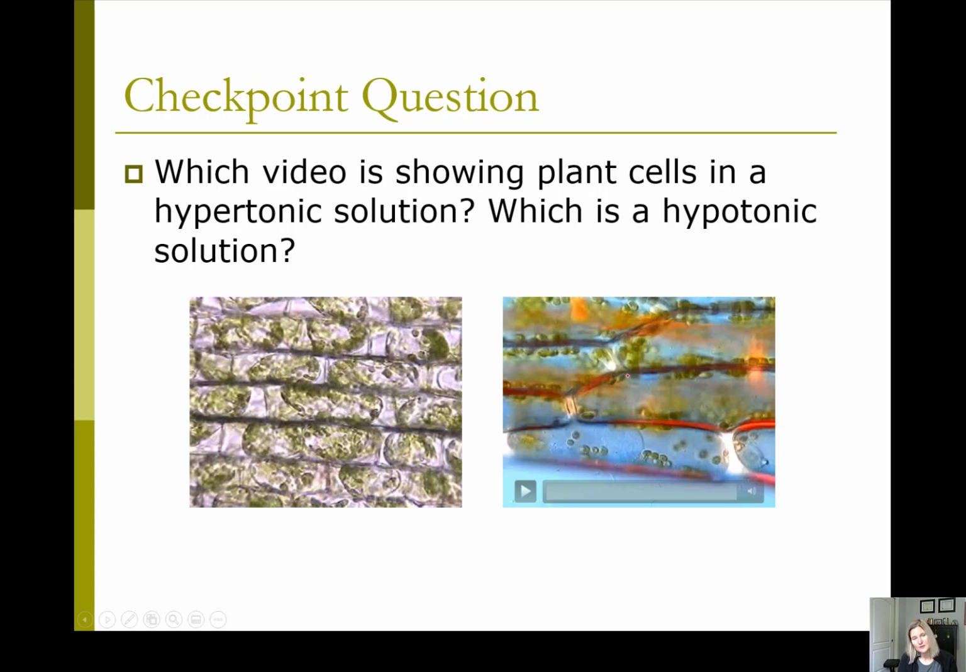So that must mean over here we have a hypotonic solution, which basically you cannot see any cell membrane. It is pushed right up against the outside of the cell or the cell wall. And look at where the chloroplasts are. They're not all in the middle. They're kind of all over the side. Okay, so that cell membrane is pushed right up against that cell wall. So that's a hypotonic.